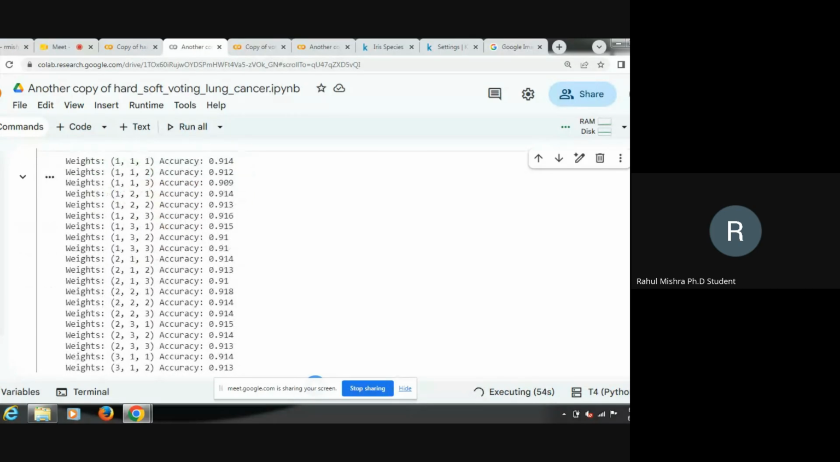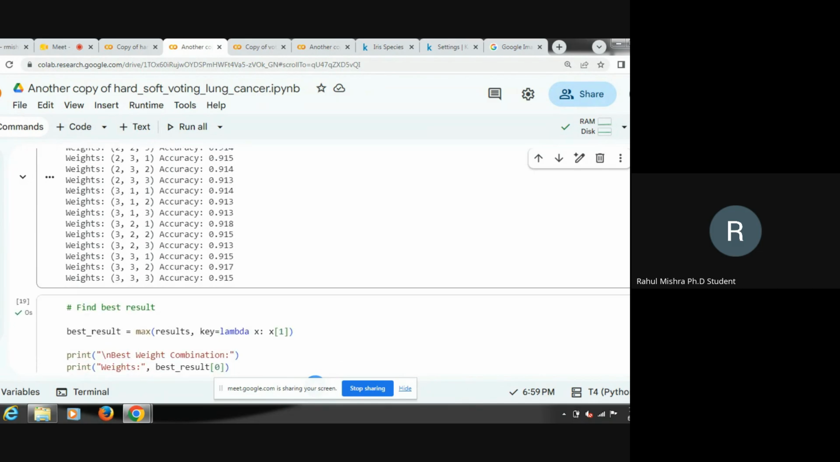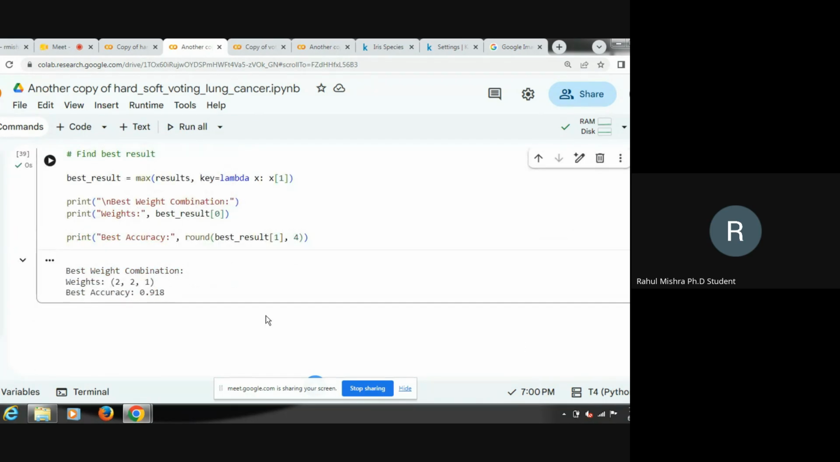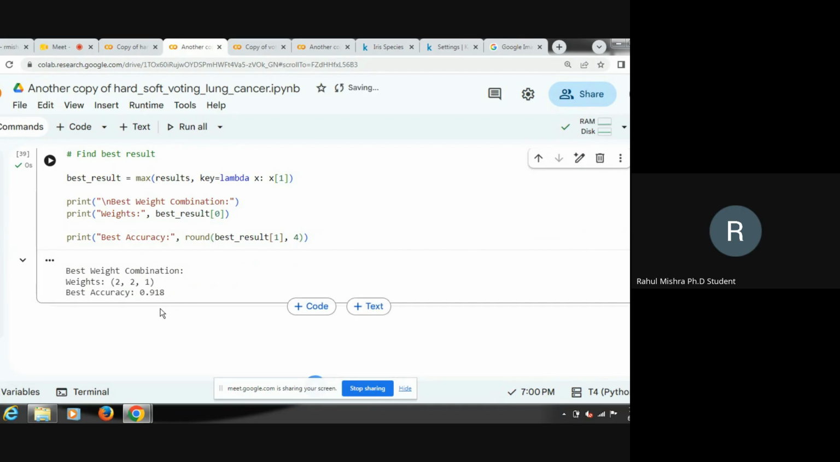So it is still running, and you can see we are getting a higher accuracy, 91.8, in which we are giving weight 1 to model 1, weight 2 to model 2, and 1 to model 3. So 91.8 is the accuracy that has been achieved. So these are all the results, and finally we just run this cell to find out the best combination of all these combinations by using weighted voting. So this is the best combination: 2 comma 2 comma 1. It means we are giving 2 for model 1, 2 for model 2, 1 for model 3, and we are getting the best accuracy as 91.8.